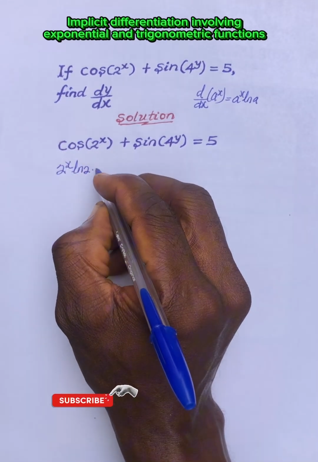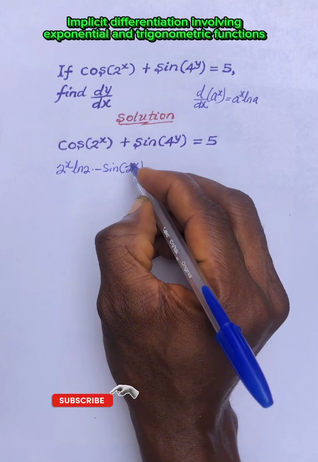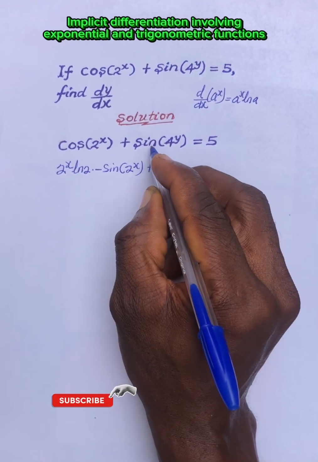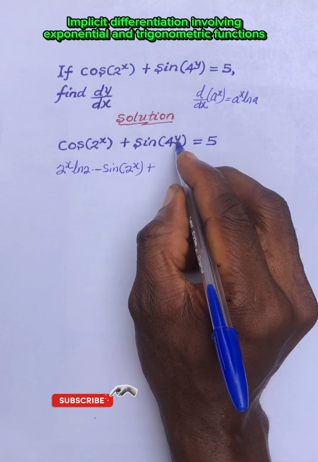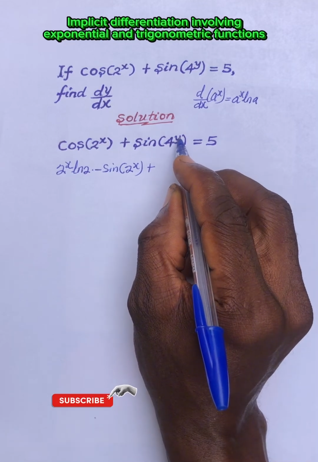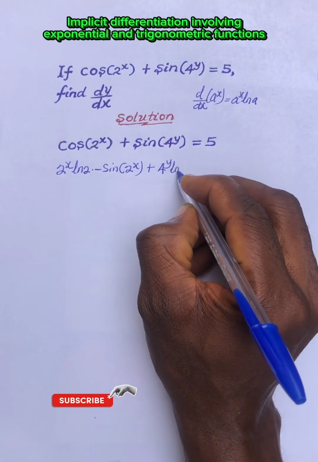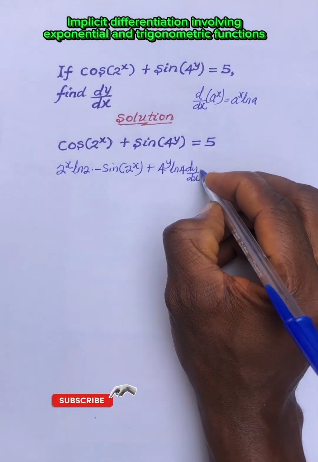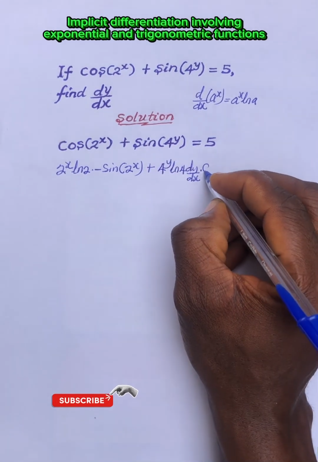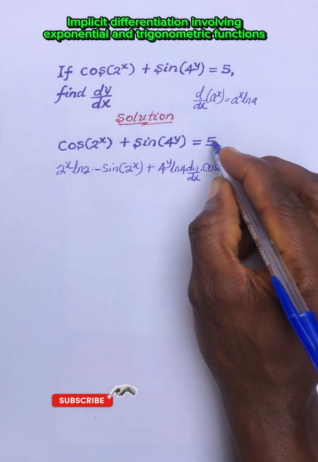We now differentiate cos to have minus sin(2^x), then the plus sign, again differentiating sin(4^y), we differentiate 4^y. In this case, we're differentiating with respect to y, so we'll have 4^y ln 4 dy/dx. We now differentiate sin to have cos(4^y).